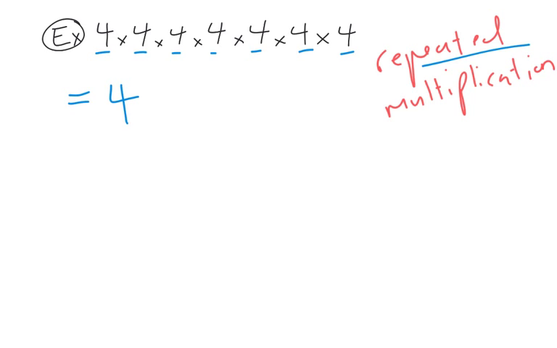So 7 is the exponent, and 4 to the power of 7 is the same thing as 4 times 4 times 4 times 4 times 4 times 4 times 4.